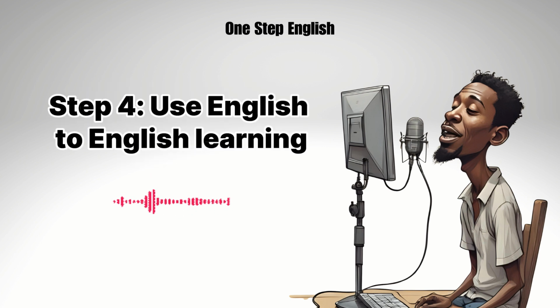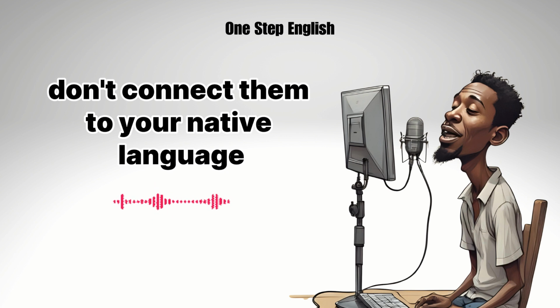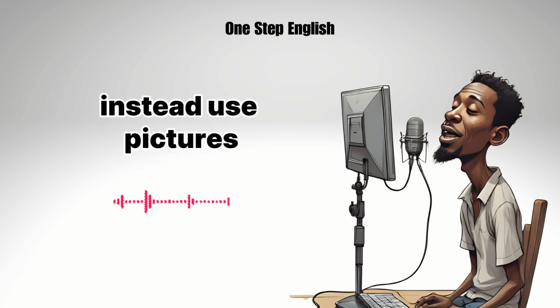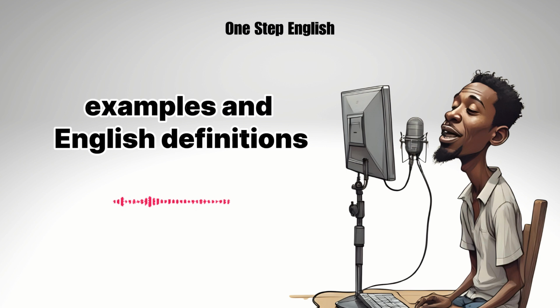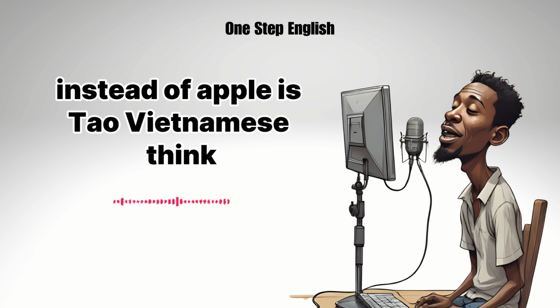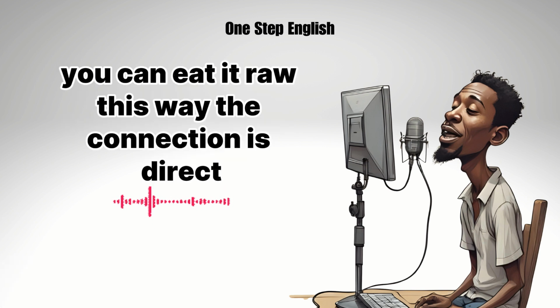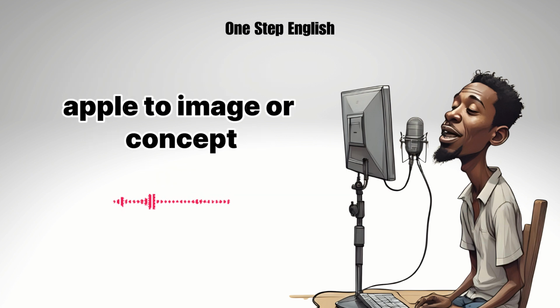Step 4. Use English to English learning. When you learn new words, don't connect them to your native language. Instead, use pictures, examples, and English definitions. For example, instead of apple is táo, in Vietnamese, think apple is a round fruit, red or green, sweet, you can eat it raw. This way, the connection is direct, apple to image or concept.